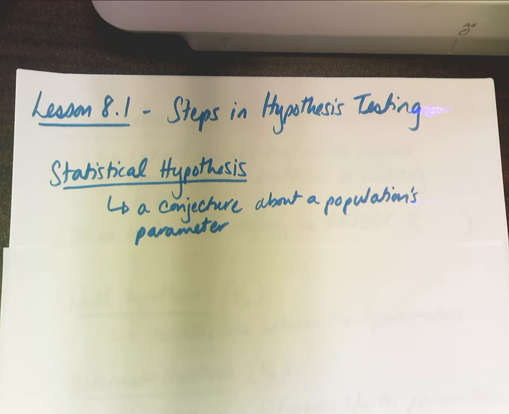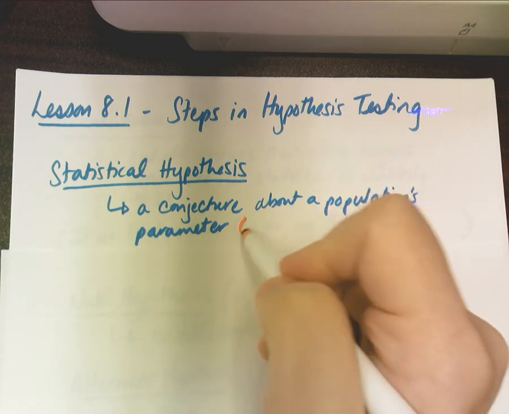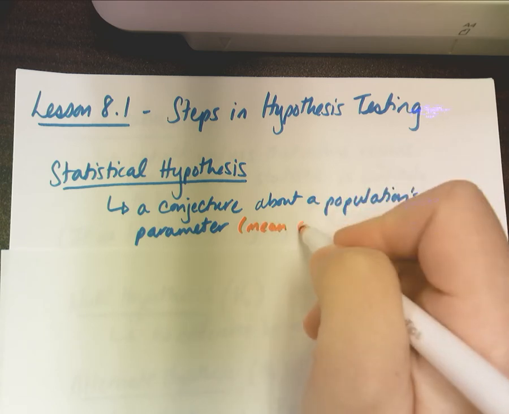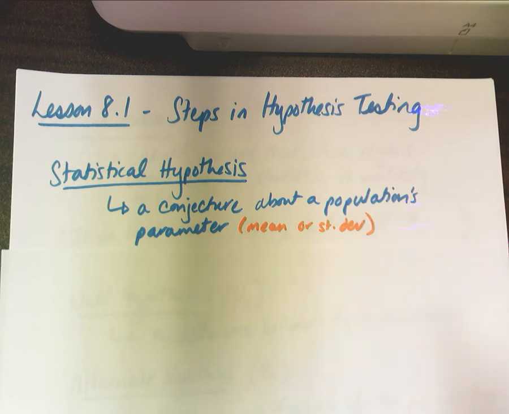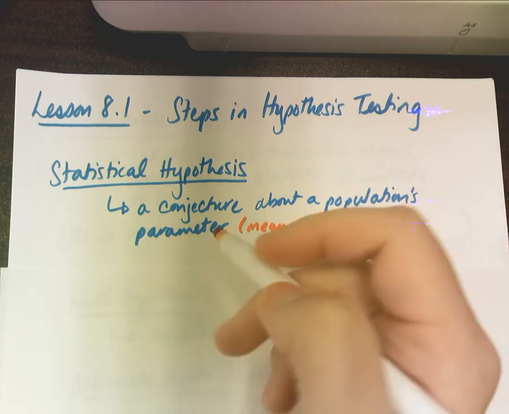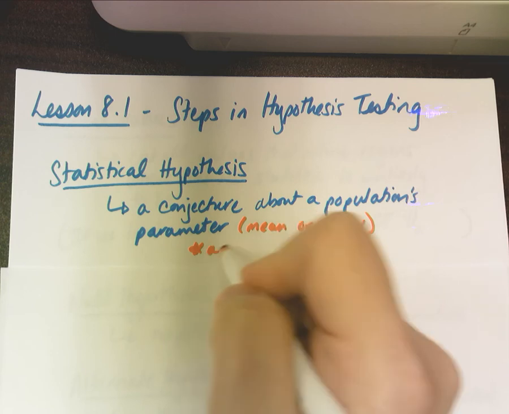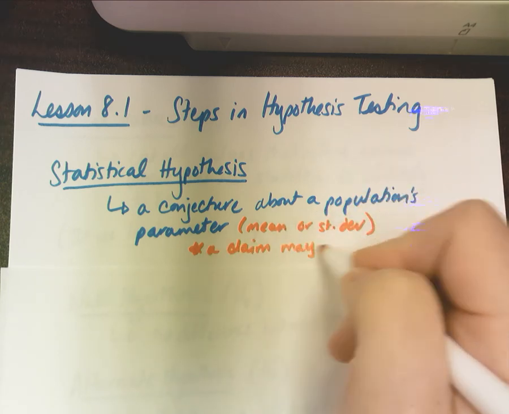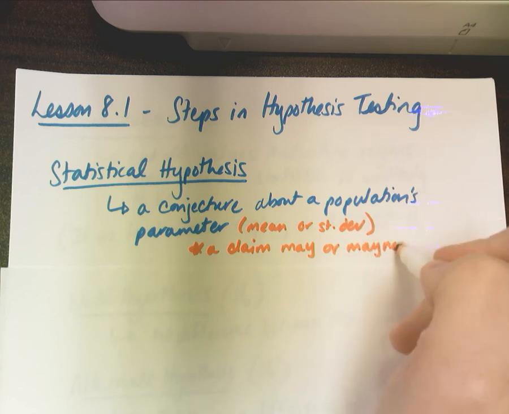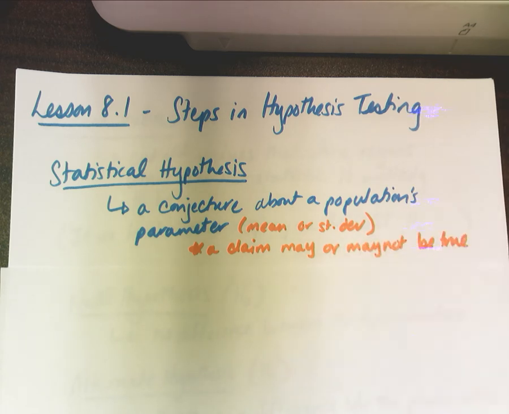It is a conjecture about a population's parameter. And again, if you don't remember what a parameter is, your most common parameter is mean or standard deviation. We can even look at percents. But what we're looking to see is whether or not a claim is true. A claim may or may not be true. And that's what your whole final project is going to be about.